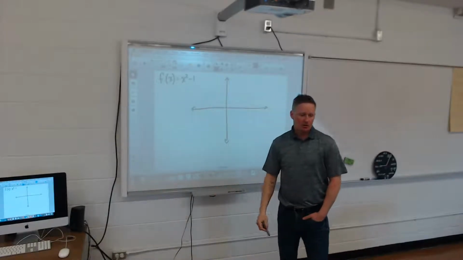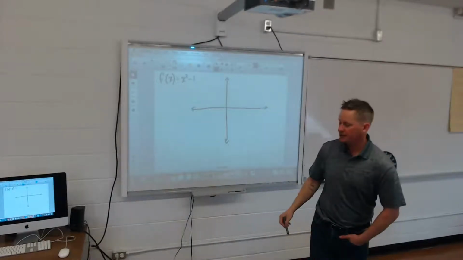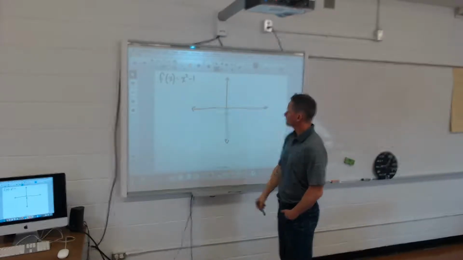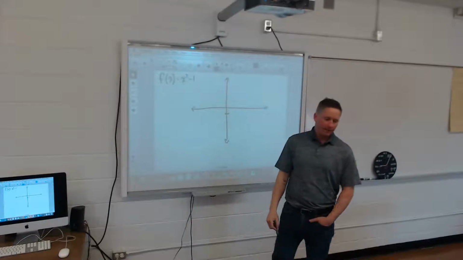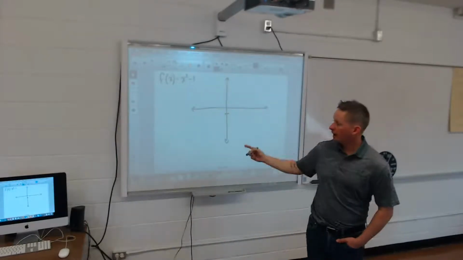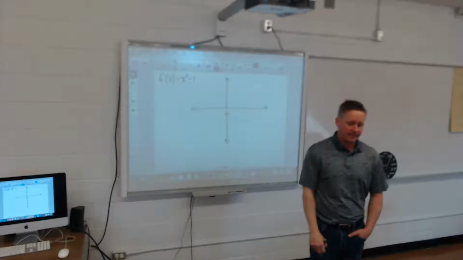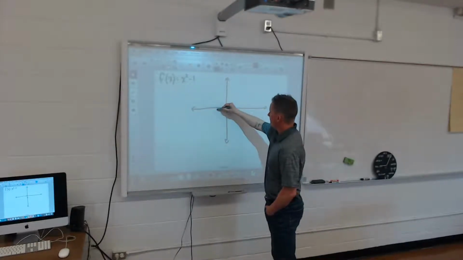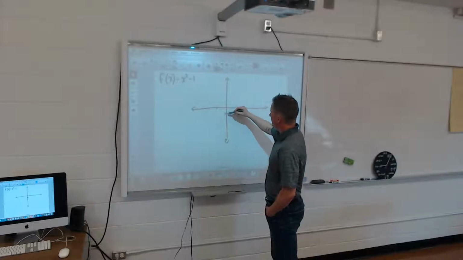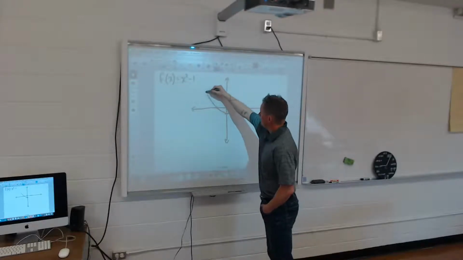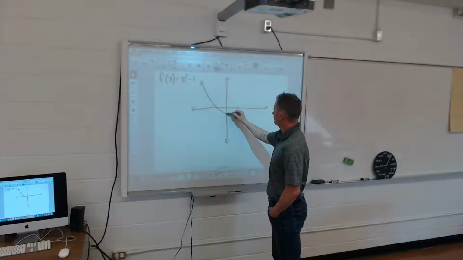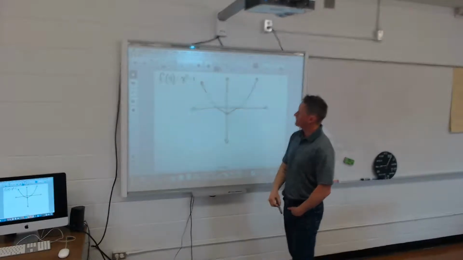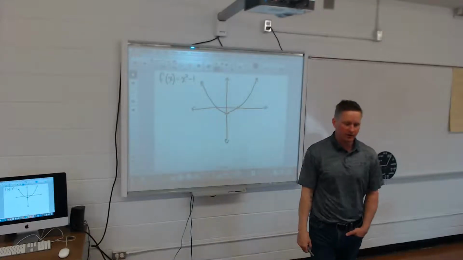All right, so my vertex for this graph is (0, -1), right there. My x-intercept values are going to be 1 and -1. So that's right here and right here. So now I draw my parabola out this way and out that way. All right, so there's the graph of y equals x squared subtract 1.